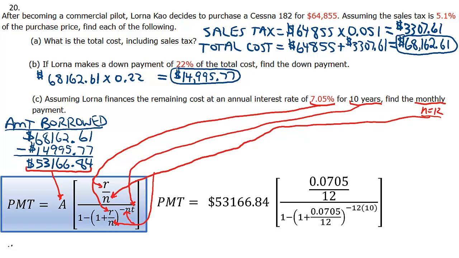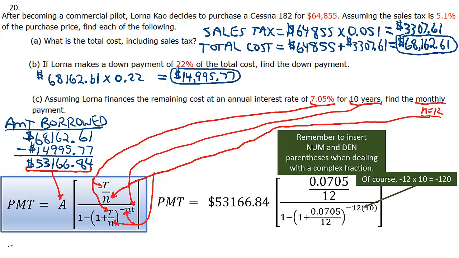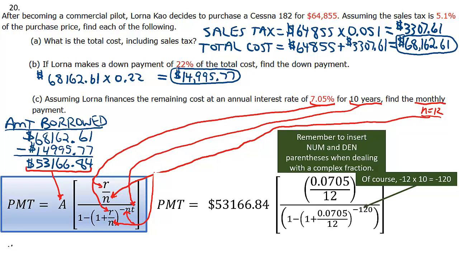Plugging all those numbers in, you get that, and as usual, I would recommend multiplying the numbers in the exponent together and putting parentheses around the entire numerator and entire denominator. 12 times 10 is 120, so it's a negative, so it would be negative 120. And if you put parentheses around the entire numerator and entire denominator, you get that. Now it's ready to be put into the calculator.